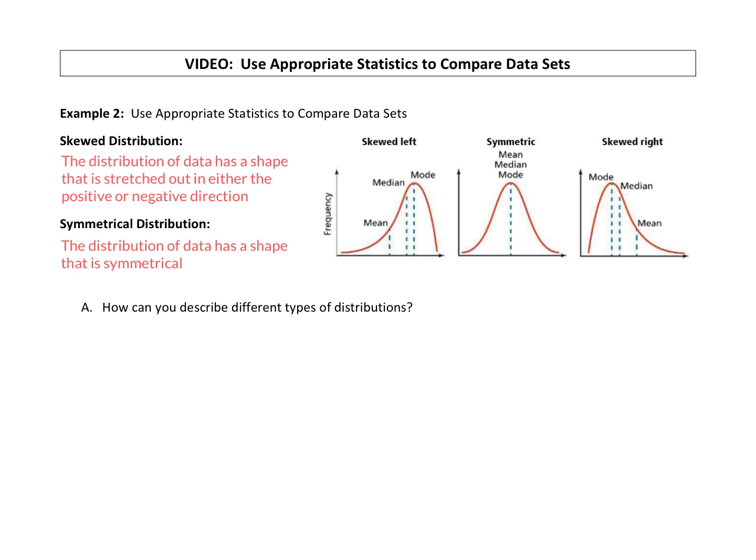Versus the other type is a symmetrical distribution. The distribution of the data has a shape that is symmetrical. So you can see in the middle here, the left side is mirroring the right side. That's a symmetrical distribution. So how can we describe the different types of distributions? Let's start by talking about when your distributions are skewed left. The shape of the data is stretched in the negative direction.